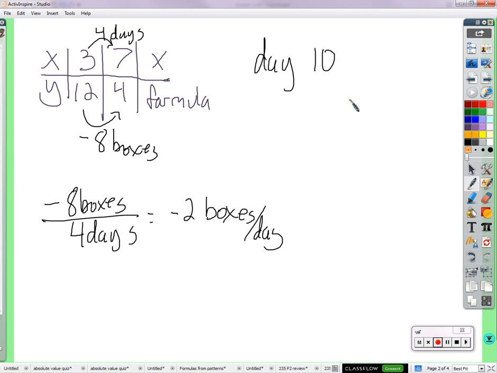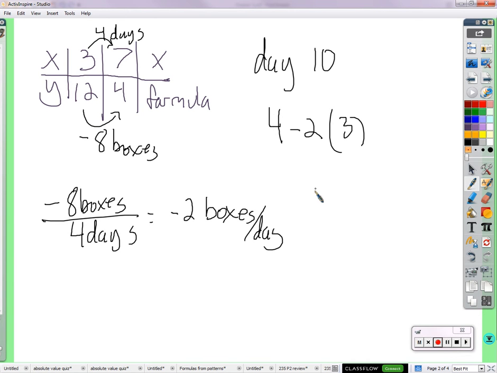Kurt? Count down by 2 3 times. Okay, count down by 2 3 times. Do we want to subtract 2 and subtract 2 and subtract 2? No, you just do 2 times 3. 2 times 3. We've used multiplication to speed that process along. So we can start with 4 and subtract 2 times 3, because we need to go 3 more days. It's 3 more days until day 10. Does that make sense? Write that down.